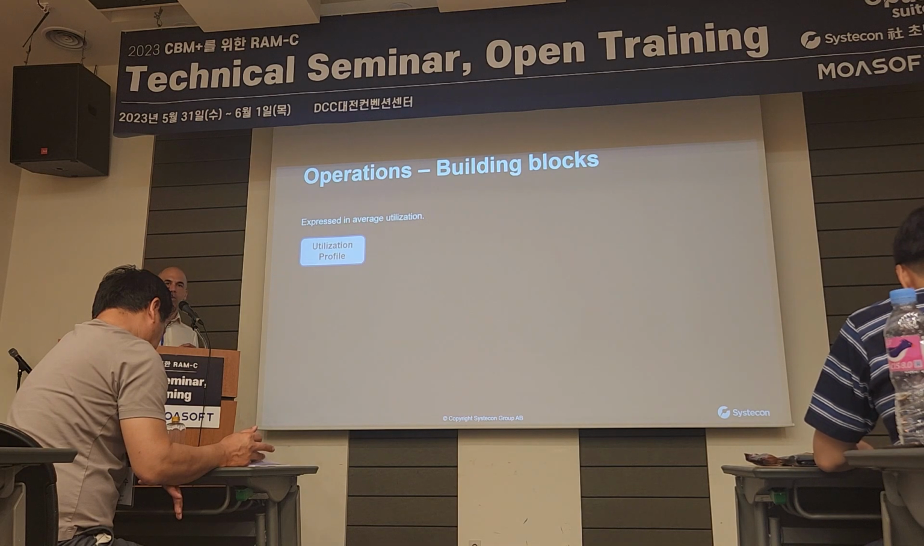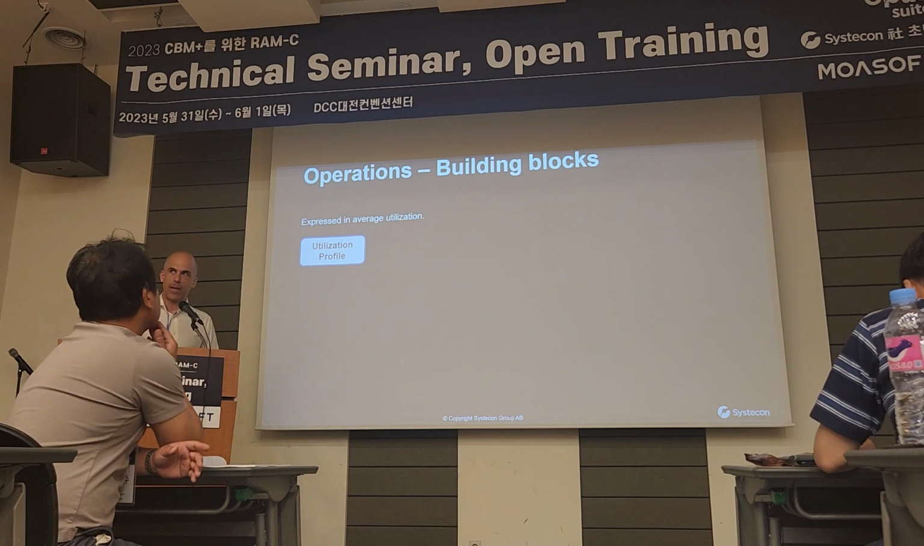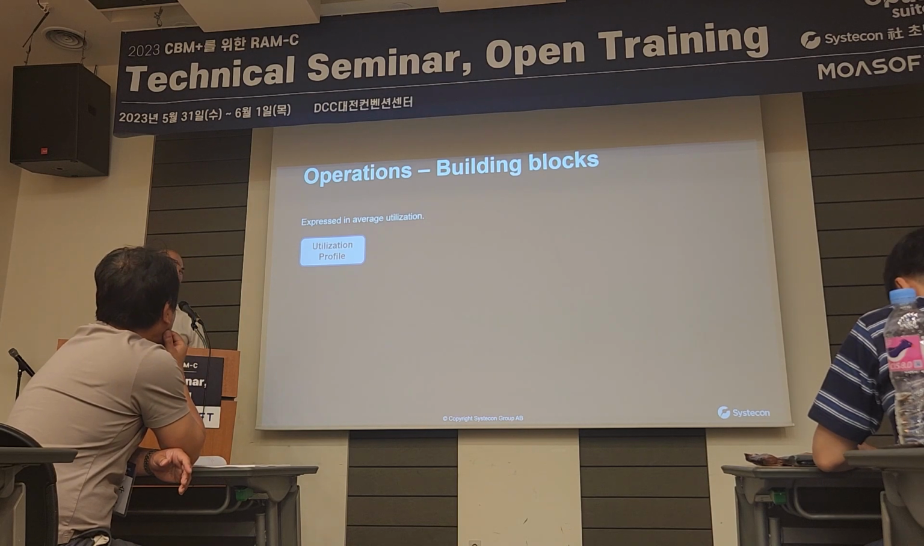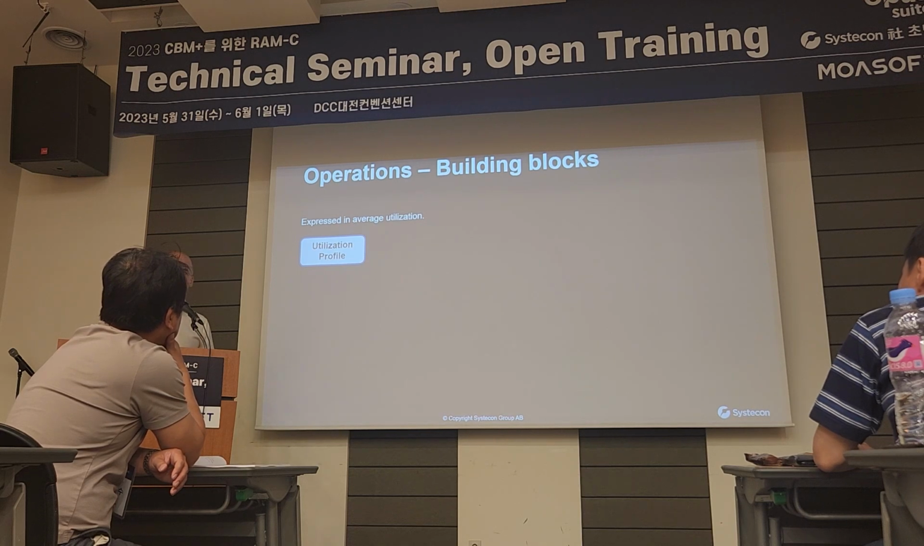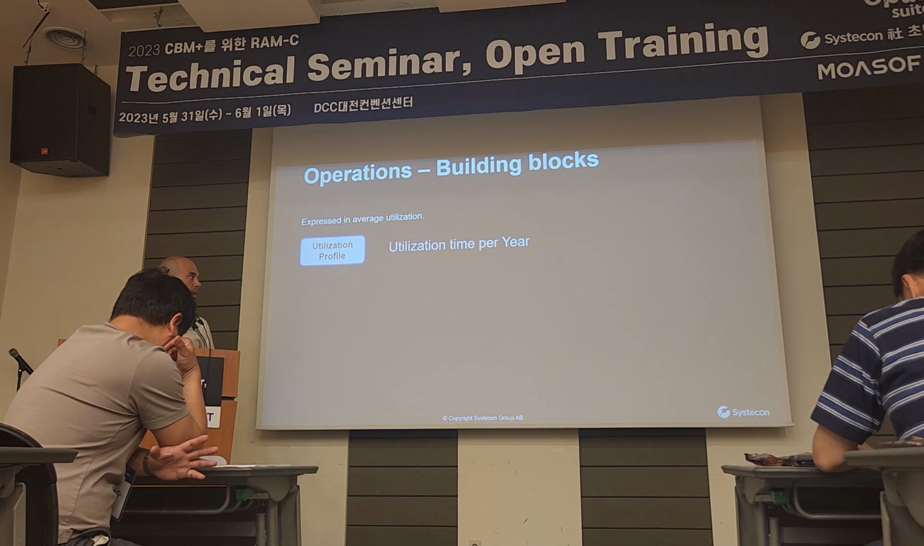Then we have to, that was the number of systems that are deployed. Then we have to tell OPUS how much we are using the systems. We need to give them an operational profile to execute on, a utilization profile.